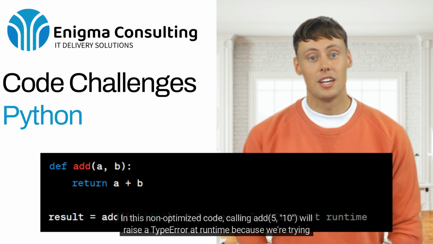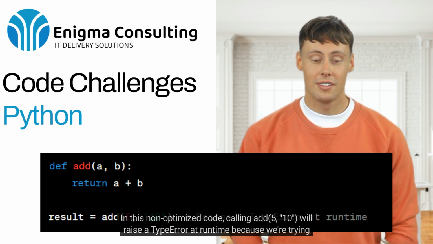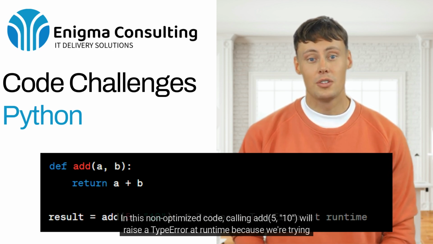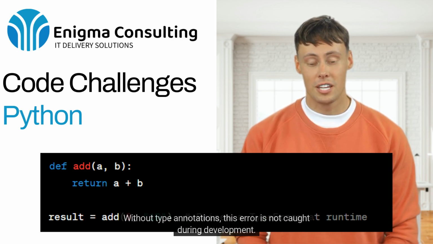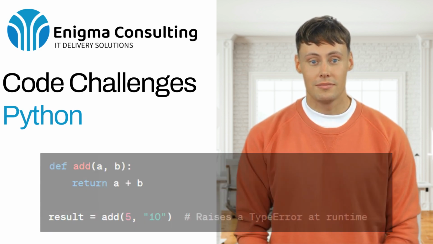In this non-optimized code, calling add(5, "10") will raise a type error at runtime because we're trying to add an integer and a string. Without type annotations, this error is not caught during development.